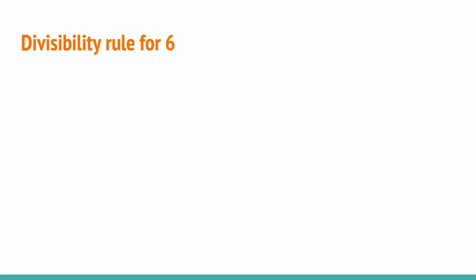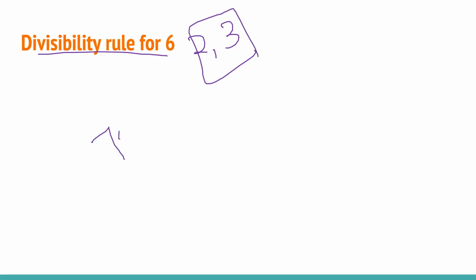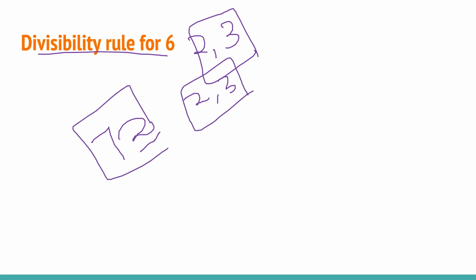So divisibility rule for 6. If a number is divisible by 2 and 3, then the number will definitely be divisible by 6, right? So let us take 72. The divisibility rule for 2 is that the unit digit should be 2, 4, 6, 8 or 0, right? So it is divisible by 2. And let us check whether it is divisible by 3. So 7 plus 2 is 9. So 9 is divisible by 3. Therefore, it is also divisible by 3. Since it is divisible by both 2 and 3, 72 is divisible by 6.